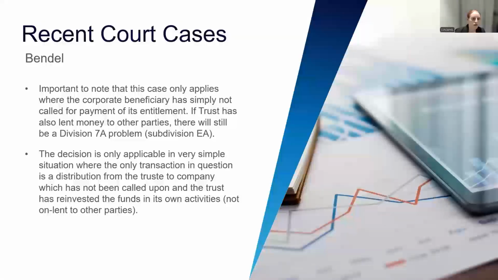And I'll just also note that in that situation, you may also have Section 100A issues because the cash hasn't flowed to the beneficiary and it hasn't been retained by the trust. It's gone to the benefit of somebody else. And also that this decision is only applicable in a very simple situation where the only transaction in question is a distribution from the trust to the company, which has not been called upon, and where the trust has reinvested the funds in its own activities and not on-lent it to other parties. So at this stage, this case does have very limited application until we hear the appeal.